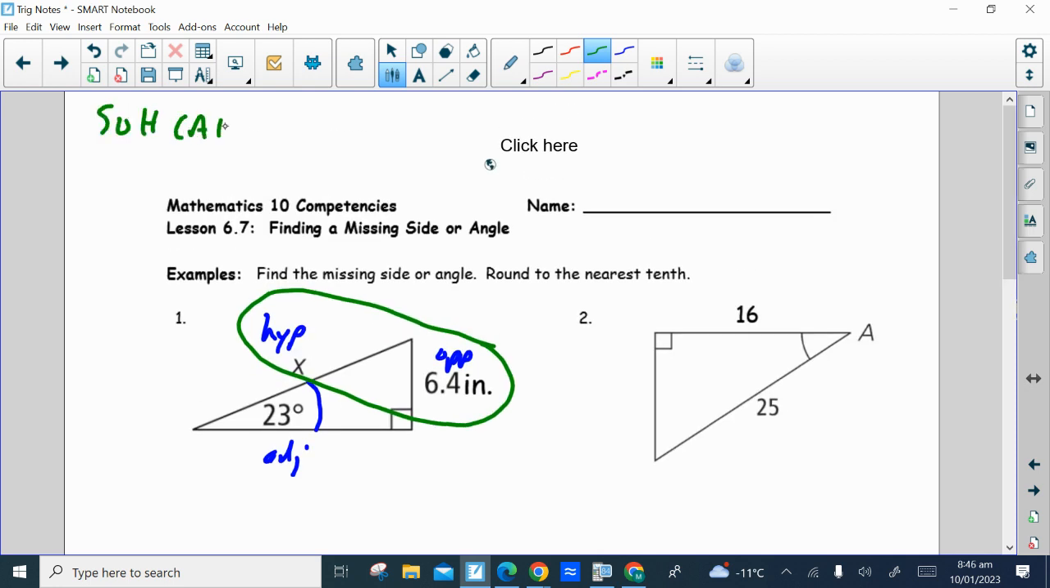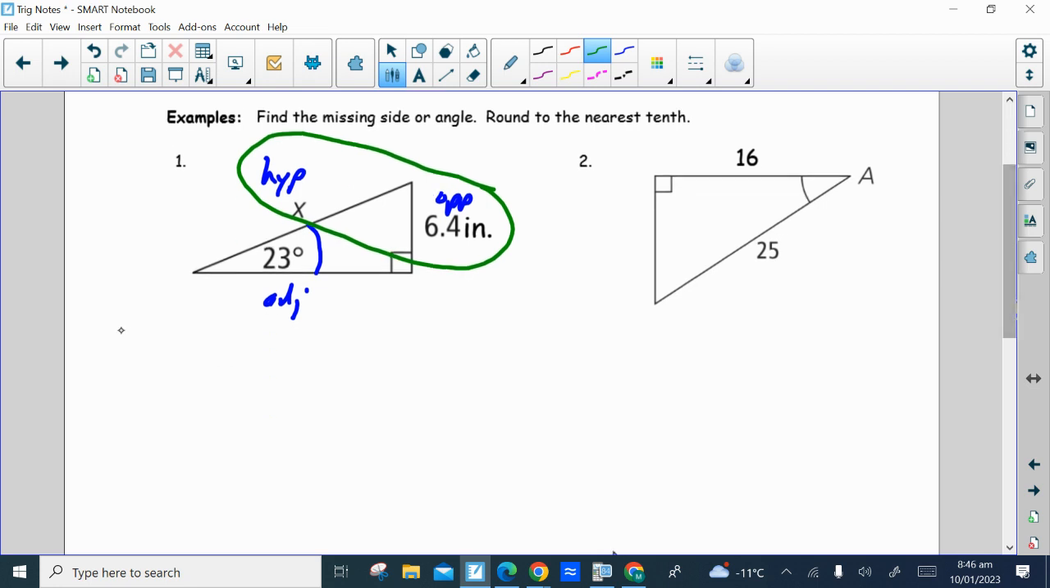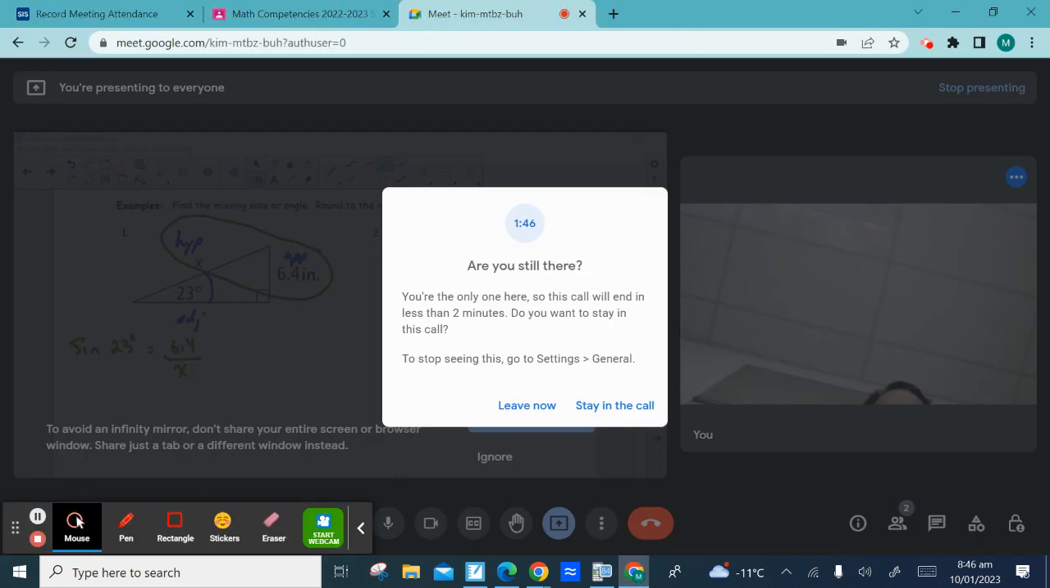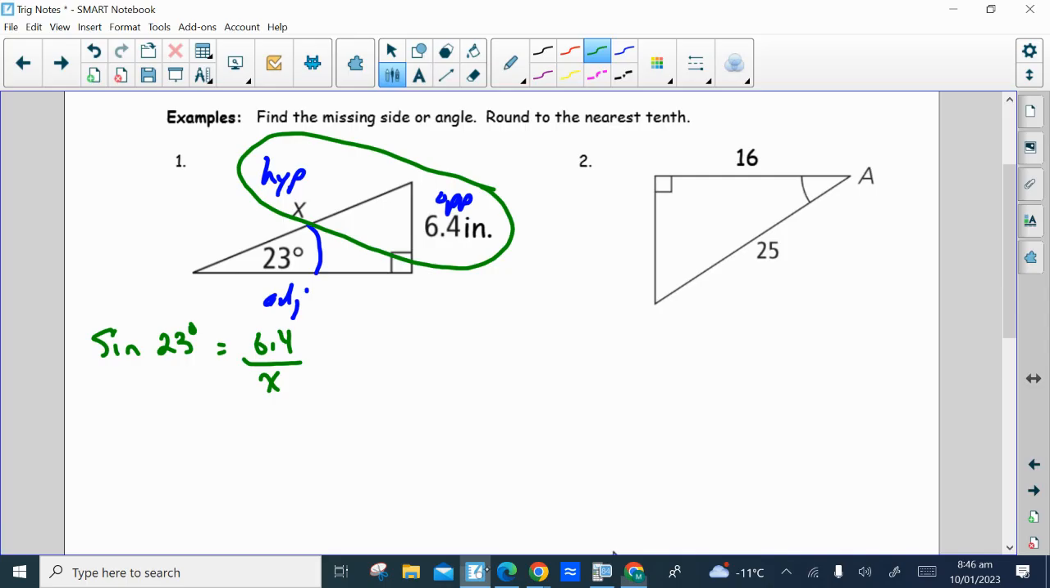So SOHCAHTOA tells us what ratio we need to use in this case. The ratio that uses opposite and the hypotenuse is the sine ratio. And the SO part tells us that sine is O first, H second, opposite on top, hypotenuse on the bottom. So this is how we write our equation. The sine of the angle, 23 degrees, and the order matters. The SO part tells us that it's opposite first, hypotenuse second. Opposite on top, hypotenuse on the bottom. Must be in that order.